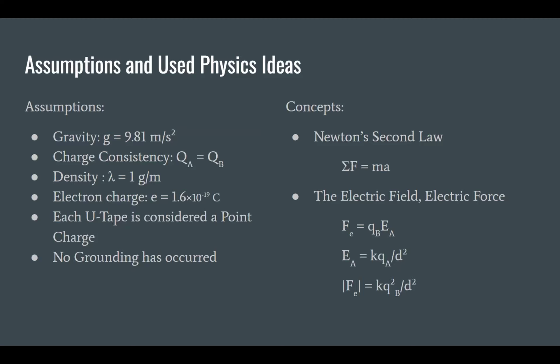Some quick assumptions. We're assuming that gravity equals 9.81 meters per second squared. The charge of both tapes are equal. The density of each tape is 1 gram per meter. The electron charge is exactly 1.6 times 10 to the negative 19th coulombs. Each U-tape is being considered as a point charge, and no grounding has occurred. We're going to be using Newton's second law, F equals ma, as well as the concepts of the electric field and the electric force and how we calculate between those two distinct ideas.